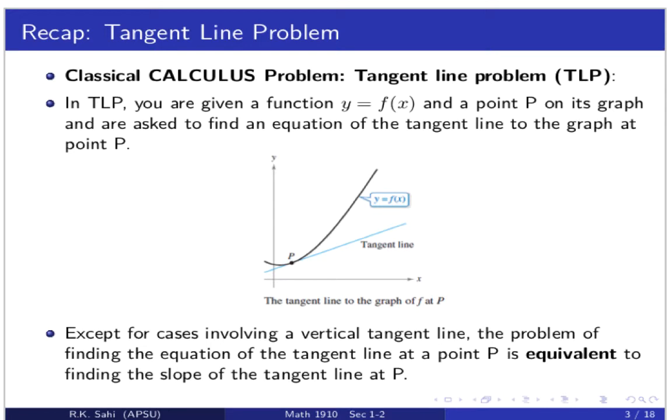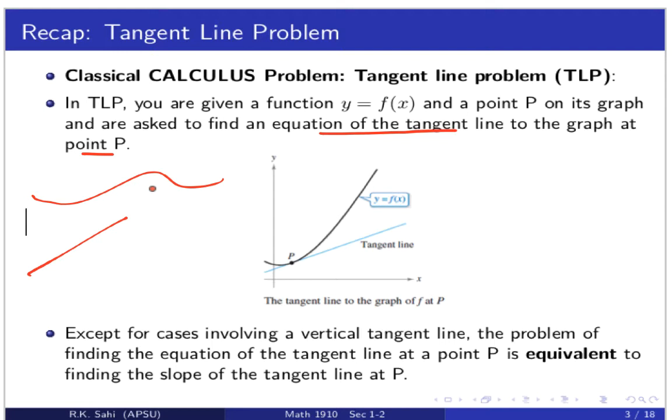Now, remember, one of the classical calculus problems is the tangent line problem. What this tangent line problem says is, if you're given a function y equals f(x) and a point P on its graph, then we are asked to find the equation of the tangent line to the graph of this function at a point P. Now remember, if it was a straight line, we can easily find the slope or the equation of this straight line. But if this function is a curve, then how do we find the equation of the tangent line to the graph of this curve at any point P?